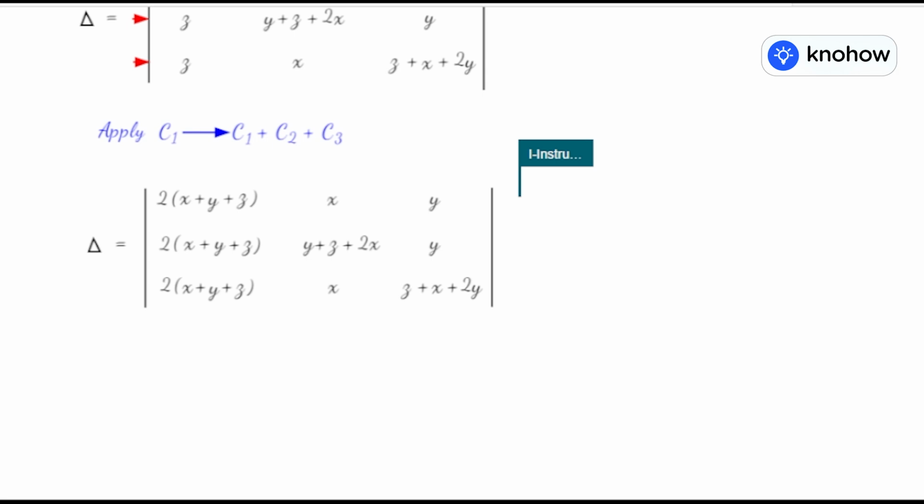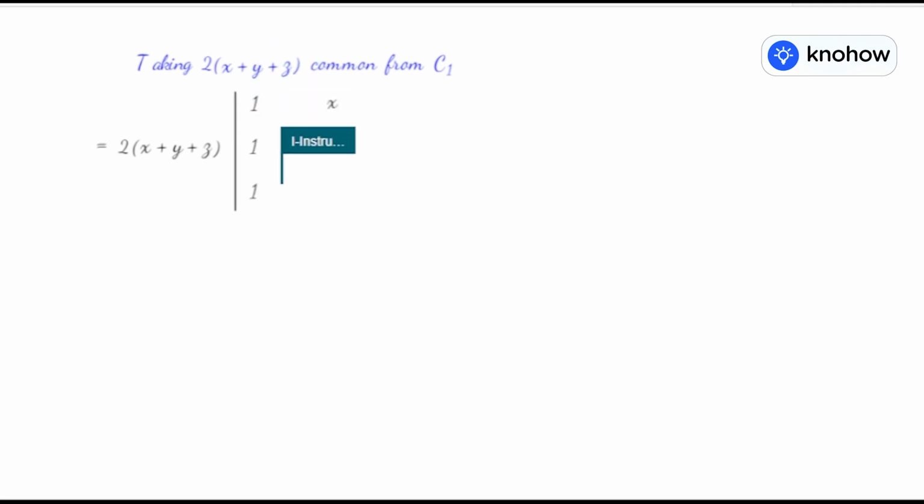Okay, so now anybody can think, what is the next step? Take 2 times x plus y plus z common. Taking 2 times x plus y plus z common from column 1, you get column 1 as 1, 1, 1. Column 2 you have the same, that is x and y plus z plus 2x, and the last element is x. Similarly in column 3 you have y, y and z plus x plus 2y remain the same.